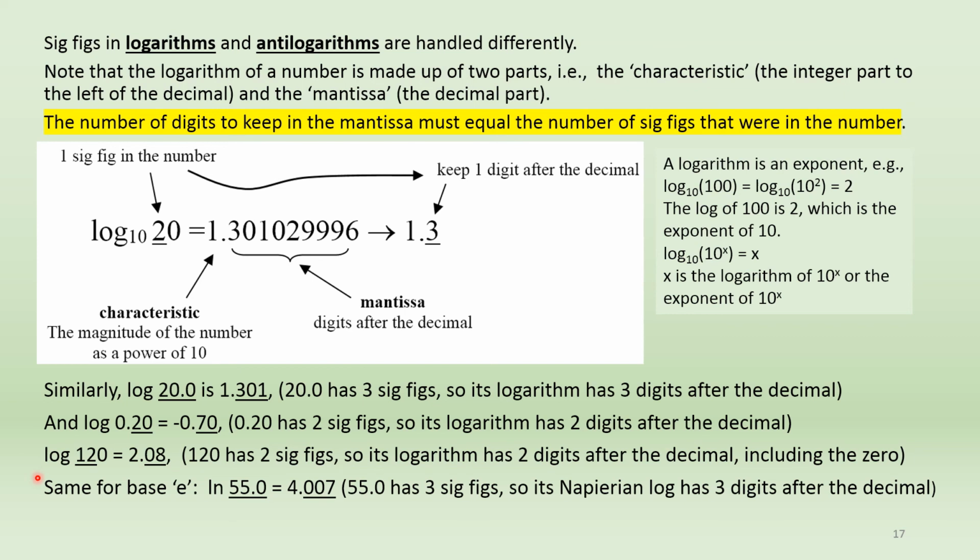The same is true for base e. If we have the ln of 55, the answer will have 3 digits, 3 placeholders in the mantissa, because the original number has 3 sig figs. I've seen some texts that state this rather ambiguously, and other ones have stated it very clearly, so pay close attention to that. Zeros that appear immediately after the decimal are counted as placeholders or digits in the mantissa.